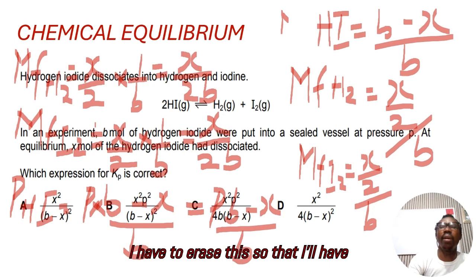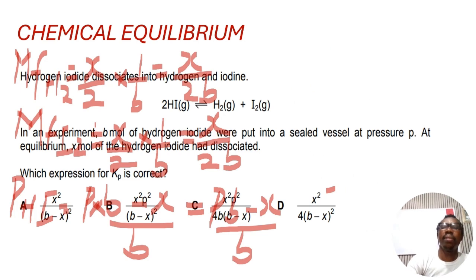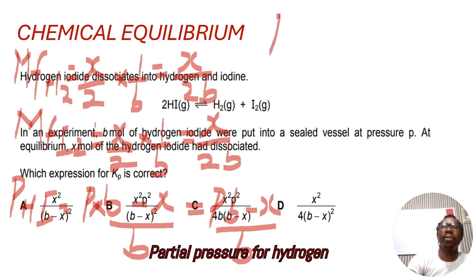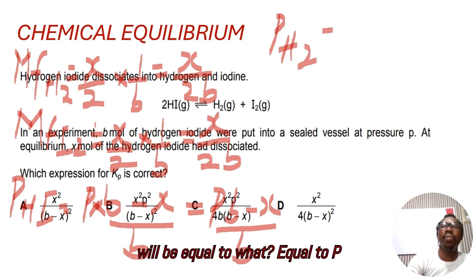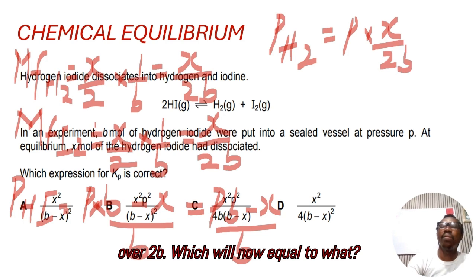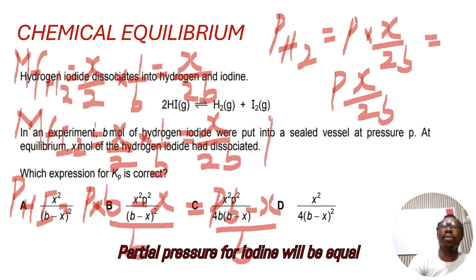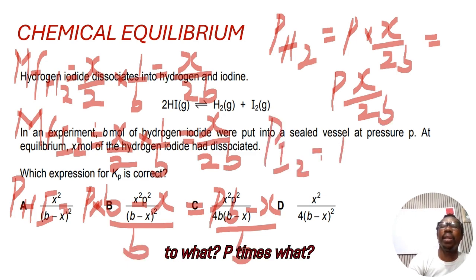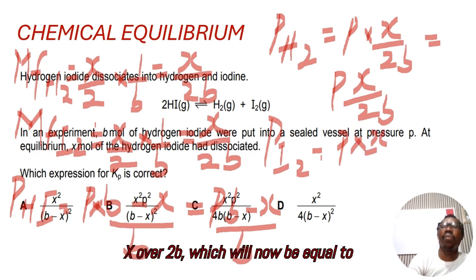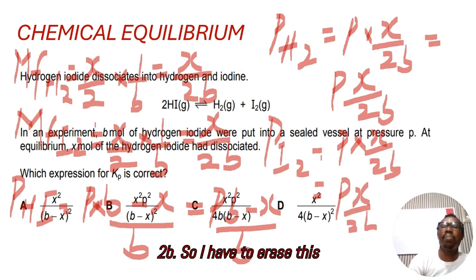I have to erase this so that I'll have enough space. The partial pressure for hydrogen will be P times x over 2b, which equals Px over 2b. The partial pressure for iodine will be P times x over 2b, which is also Px over 2b.